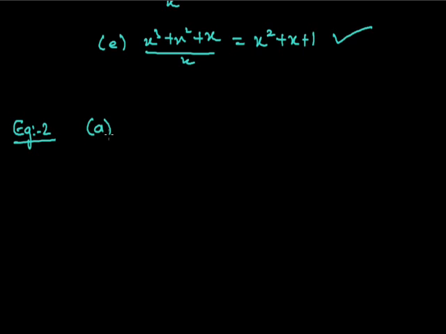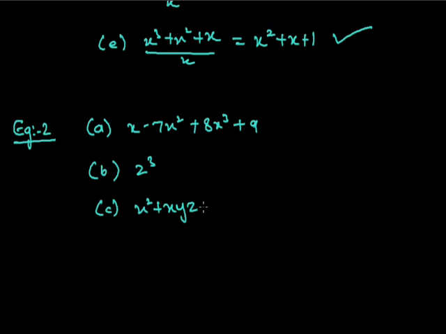Now if I give you again some algebraic expressions like x minus 7x square plus 8x cube plus 9, and next will be 2 raised to the power 3, next will be x square plus xyz plus 1, and next will be 0. So these are the 4 algebraic expressions, and if we observe it, all these 4 are polynomials. So we do not have to find out whether they are polynomials or not, because all these are polynomials.